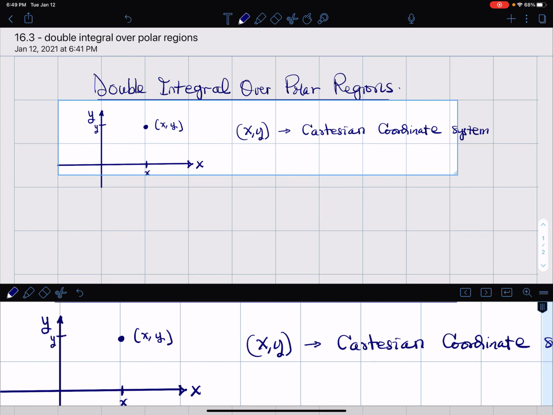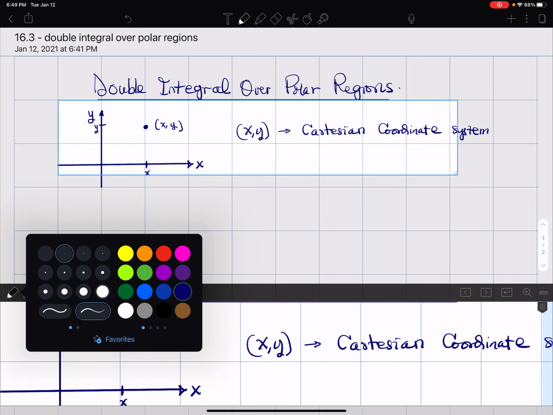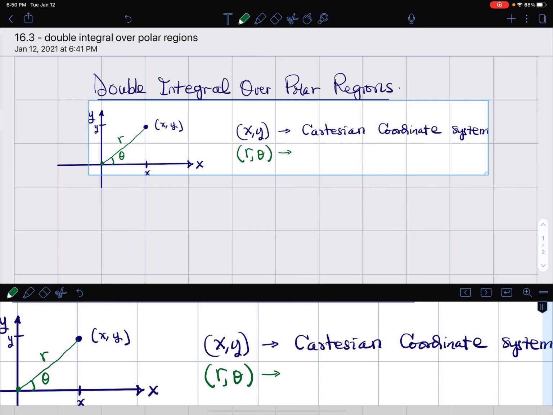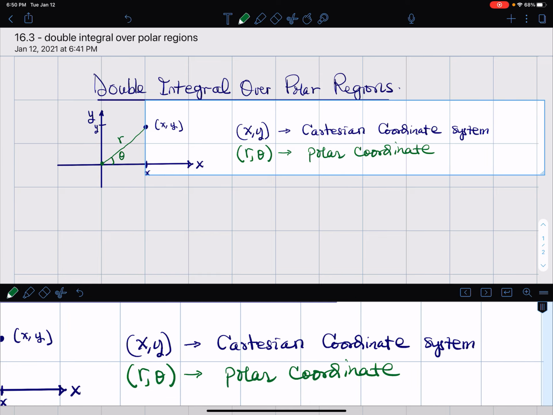Now there is another way that we can describe this point. We can think about how far the point is from the origin. We're going to call this r. And then we can also think about the angle it makes with the x-axis, right? We're going to call it theta. So instead of describing the point with x and y, we describe it with r and theta. Okay? So this is called the polar coordinate system.